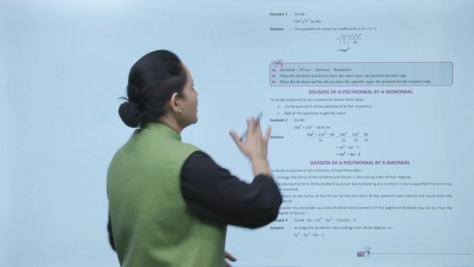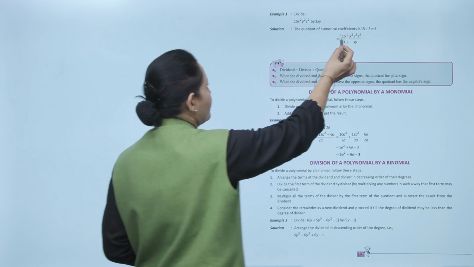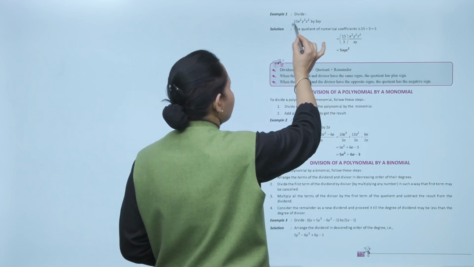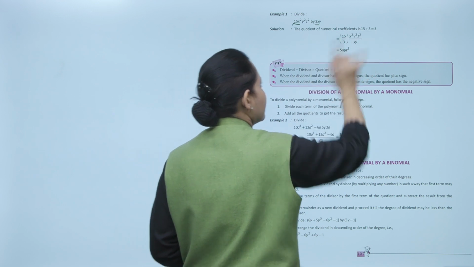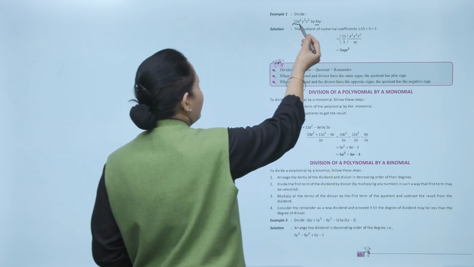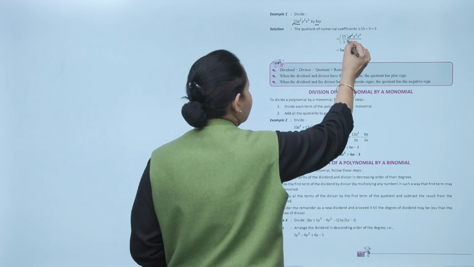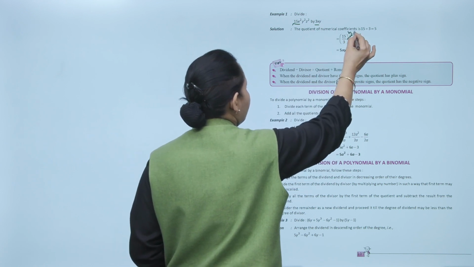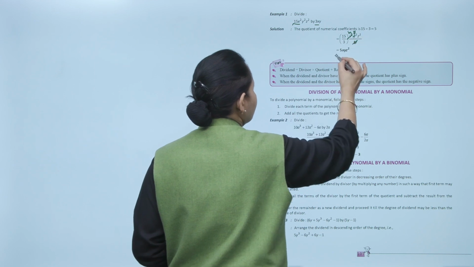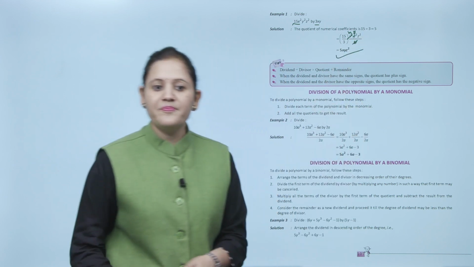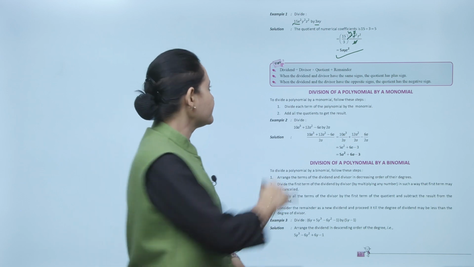So solution क्या हो जाएगा? The quotient of numerical coefficient. Numerical क्या हो जाएंगे? 15 and 3. 15 divided by 3, that is 5. x square y square z square divided by xy. So ये x हो जाएगा, y यानी xyz square. Clear? Next is tips.